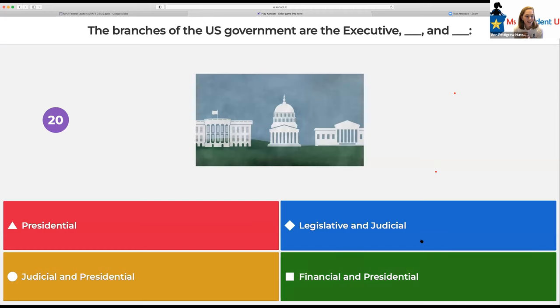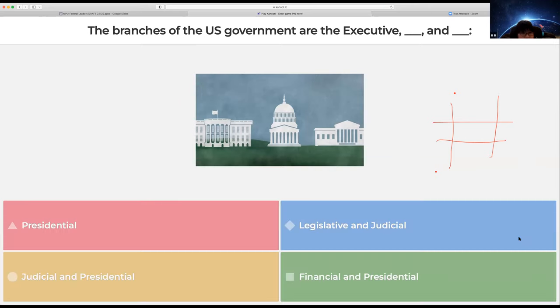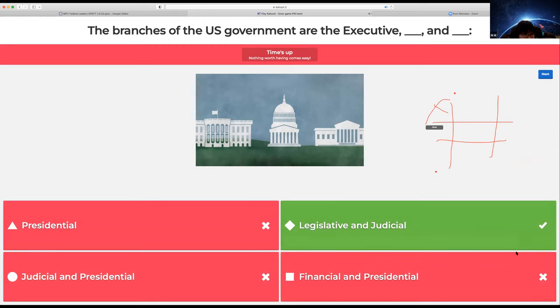Okay, question number 1. The branches of the U.S. government are the executive, blank, and blank. Is it presidential, judicial and presidential, legislative and judicial, or financial and presidential? Sorry, I just went to the Cohort, but I was kicked out of the meeting. Okay, whoever's playing tic-tac-toe, please turn off your... Yeah, thank you. Hannah, does that help? Can you access it now? Yep. Great. Okay, so question number 1, the 3 branches of government are executive, legislative, and judicial.